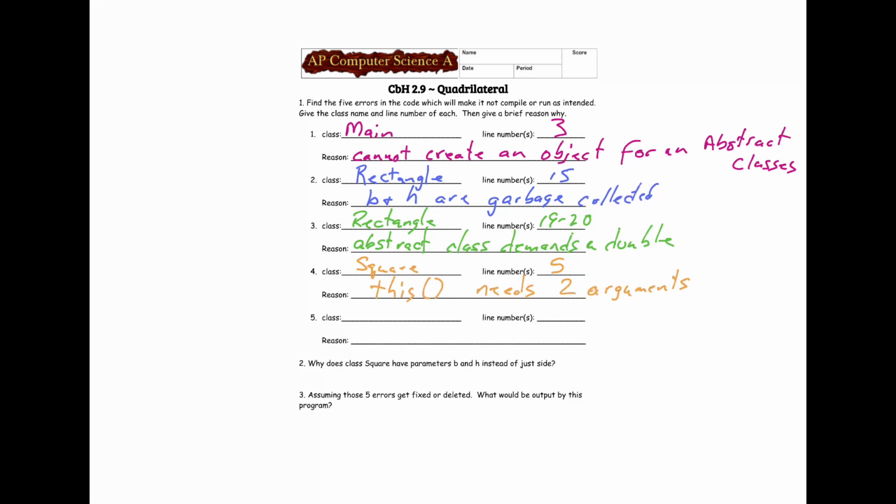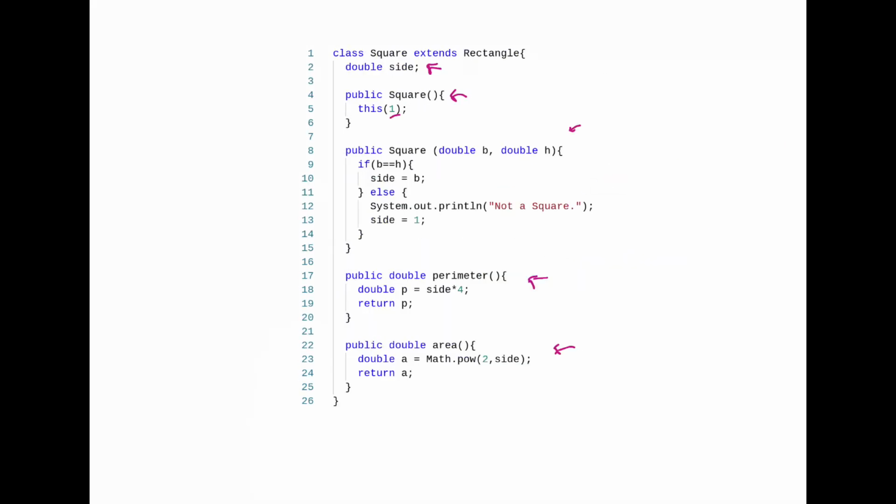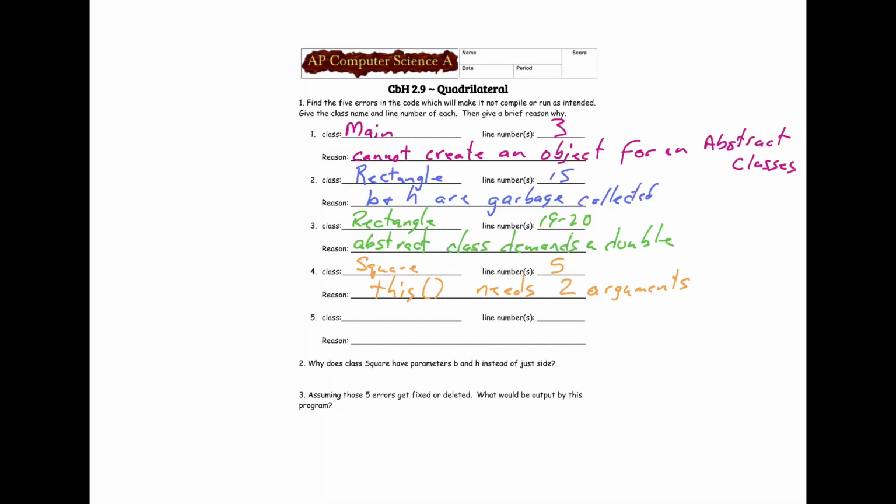All right, so that default constructor needs to have 2 arguments in it. If we look here, remember that our arguments have to match our parameters. Since we have 2 parameters there, that's not going to match up. And then the last mistake is also in class Square.